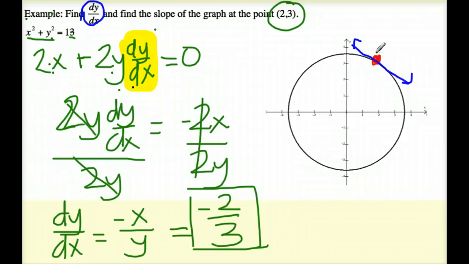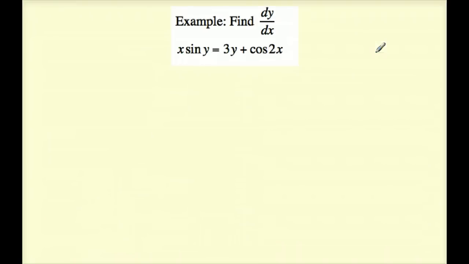Good. So let's take a look at another version of this problem. A little bit more difficult, but keeping the same 3 steps in mind. It says find dy/dx, and if you notice, I have now thrown in some trig problems in here. So let's take a look.